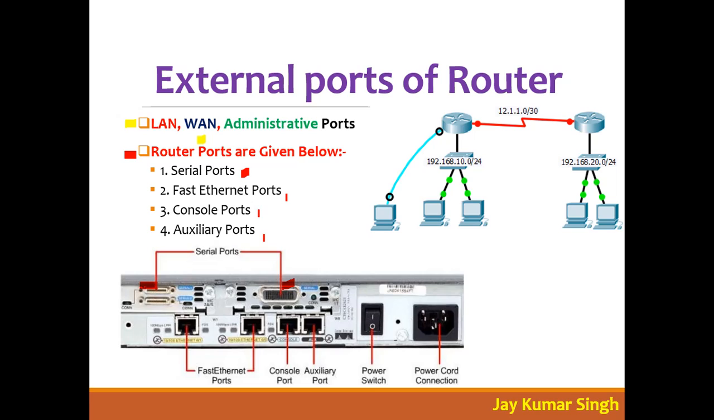So here is the fast Ethernet port. This is the console port. This is the auxiliary port. And everywhere you will find the retain here, you can see it is retain. This is a power switch and this is a power connector.